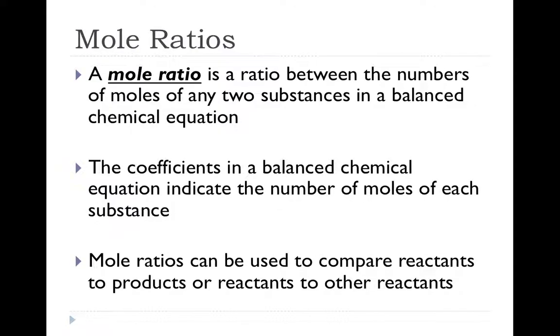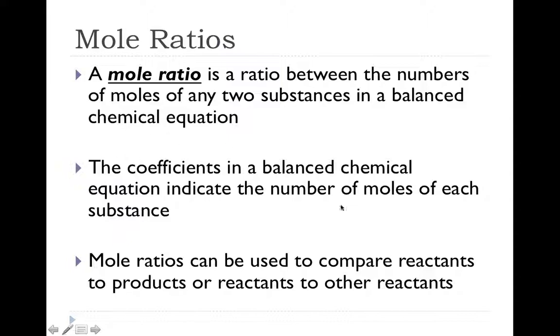Again, stoich takes advantage of mole ratios. Remember, ratio is comparative. It's comparing apples to oranges, boys to girls. It can be written with the 2 dots, or it can be written as a fraction. But a mole ratio is the ratio between the numbers of moles of any 2 substances in a balanced equation. We are going to use coefficients for our ratios.